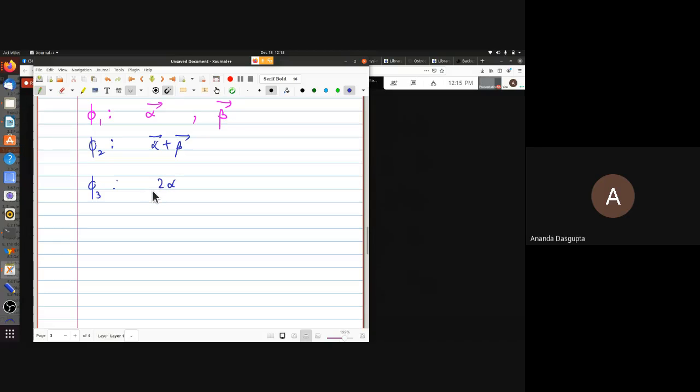Phi 3 level had 3 alpha, 3 beta, not a possibility at all. 2 alpha plus beta and alpha plus 2 beta were possibilities, but alpha plus 2 beta is not, as we have figured out. So at phi 3 level, only this. At phi 4 level, we have 3 alpha plus beta. But okay, let me just write down all the possibilities first. What were the possibilities? 4 alpha were a possibility. We know it cannot be a root. 3 alpha plus beta. Then 2 alpha plus 2 beta.